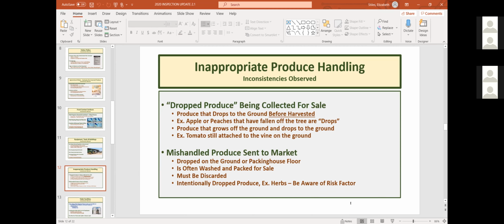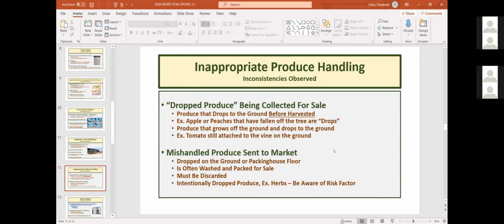Okay, so the second instance on this slide is mishandled produce. That would be having been dropped on the floor and washed and sold. You have to realize that produce has been damaged. For instance, if you drop an apple and you look at it a week later, it's going to have a big bruise. So it also provides a potential entry point for microorganisms. So mishandled produce really should be discarded.